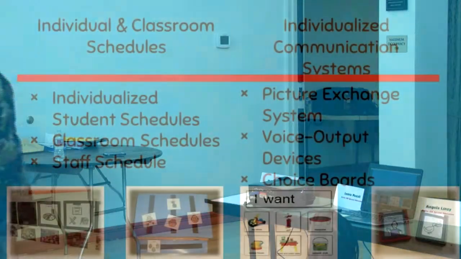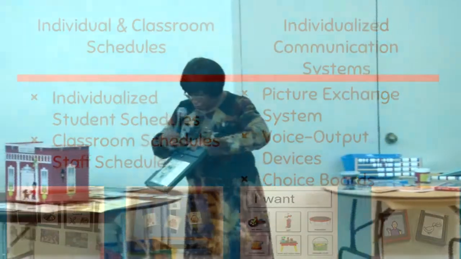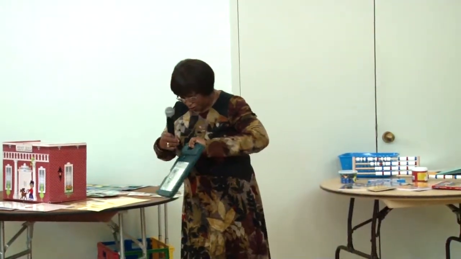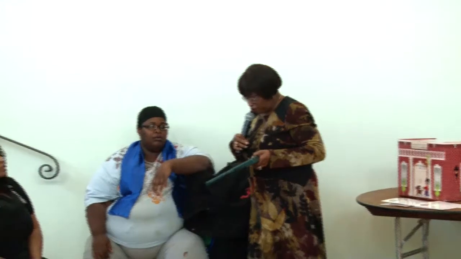Also, you have picture exchange and voice output devices, and I brought a couple of those. This one is called a Go Talk 4 because all the students in all the programs need a communication system. So, I'm going to turn this on, and it's real neat. Sometimes teachers may have just 2 pictures, they may have all 4.